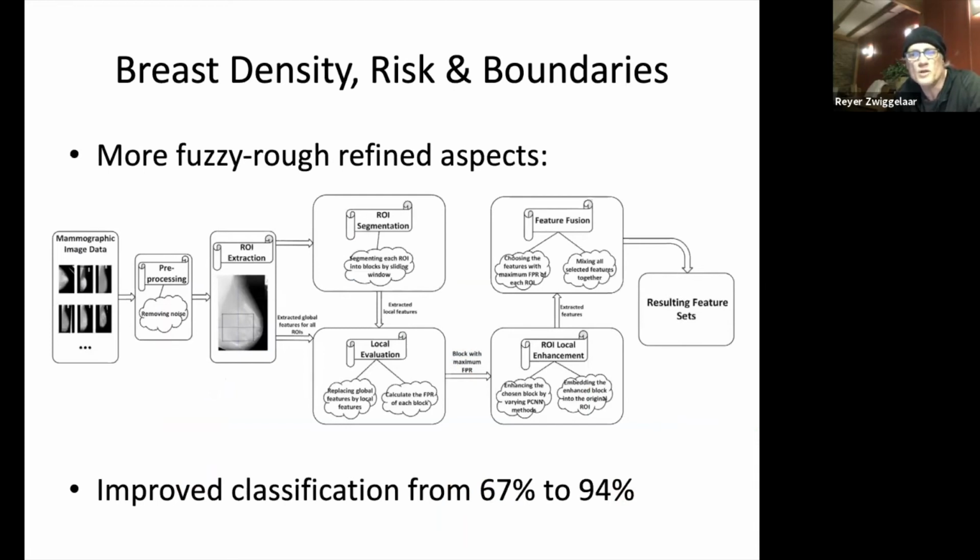So even with a very simple set of features, which normally would only provide you with just below 70% correct classification for a large data set, that would improve to 94% by improving the image quality, in this case by using fuzzy rough sets. So this is a good thing, and clearly having a classification of images is beneficial for screening programs, but also for other CAD systems, as I indicated before.